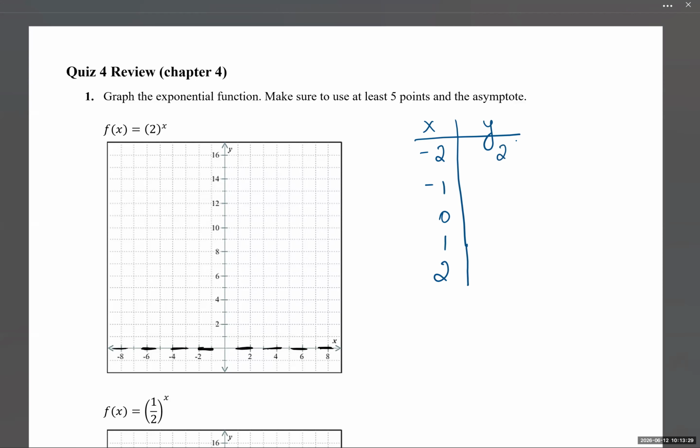So this is 2 to the -2 power, which is 1 over 4. This is 2 to the -1 power, which is 1/2. 2 to the 0 power is 1, 2 to the first power is 2, and 2 to the second power is 4. We'll go ahead and plot these points and then connect the dots. Make sure that your graph does not cross the horizontal asymptote.